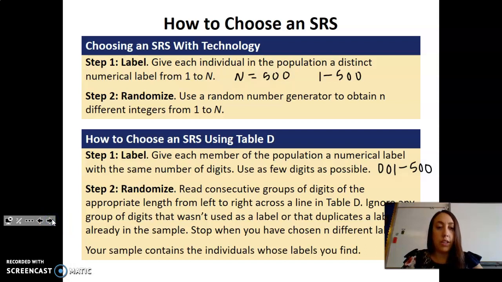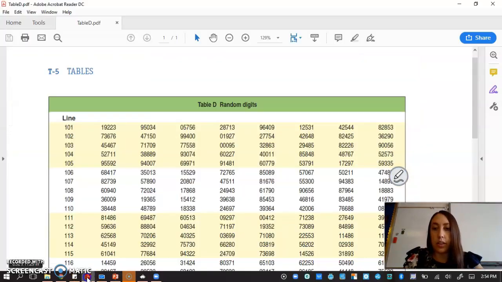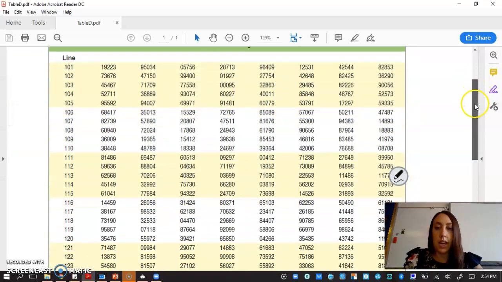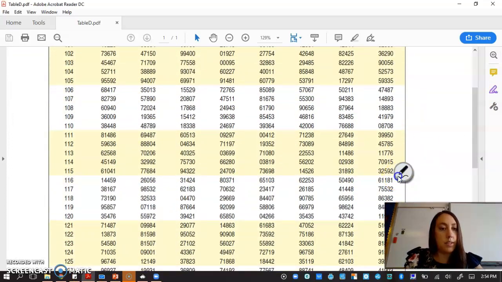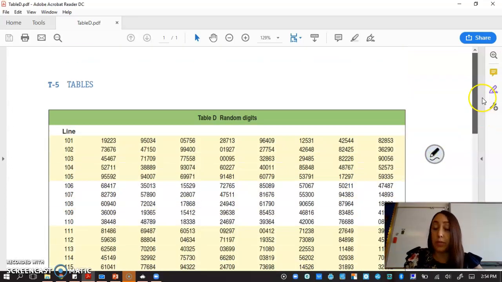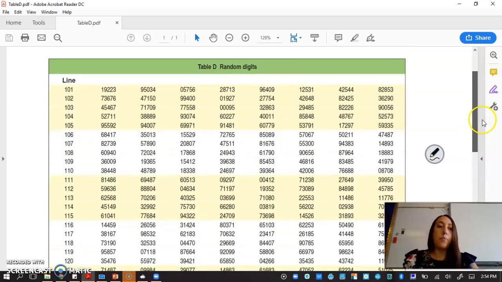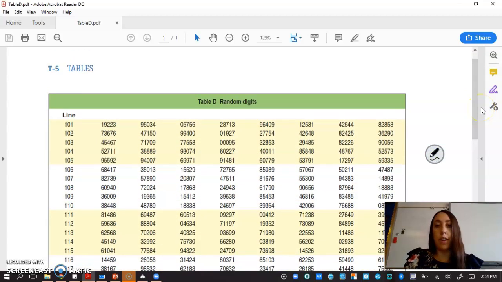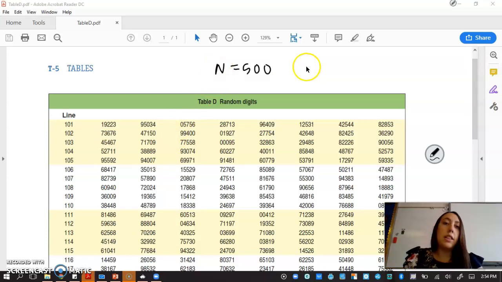And then you, of course, ignore any duplicates, and then your sample contains the individuals whose number you choose. So let's go ahead and look at that table. It is literally a random table of digits, table of random digits. So, for example, I was using 500 as my population, right? Population size 500. Let's say I want to choose 5 people from my sample. We'll make it easy for this example.